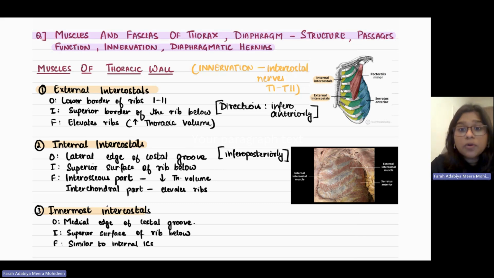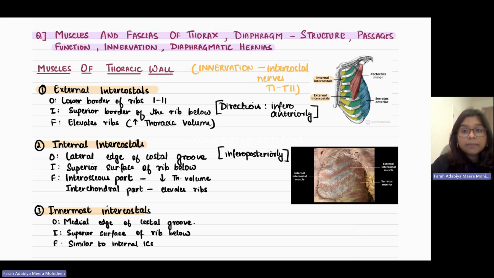So these also go in the inferior direction. The direction of the muscle fibers here is infero-posteriorly. And when these contract, majorly their function is to decrease thoracic volume, but a little part of these muscles that are attached in the cartilage part of your ribs, they kind of elevate your ribs.